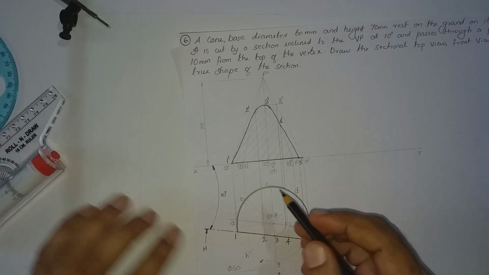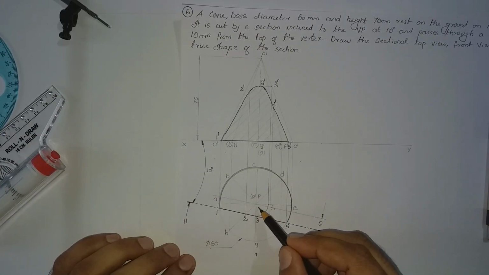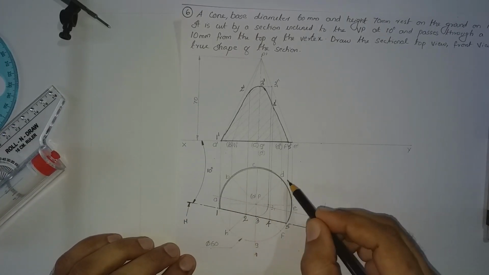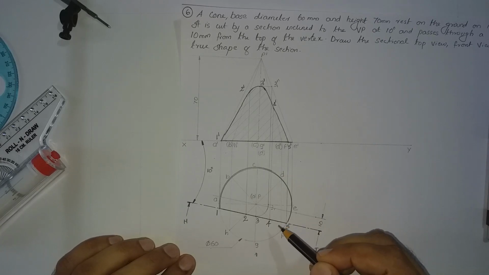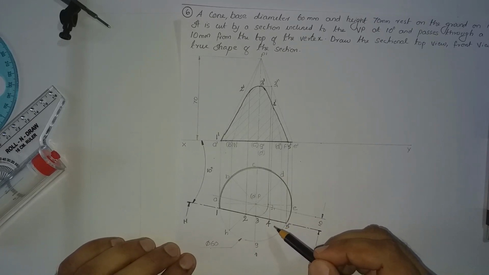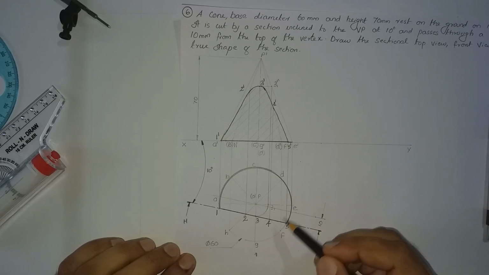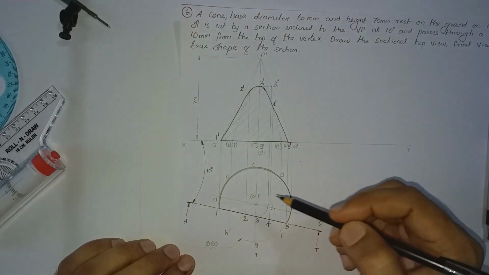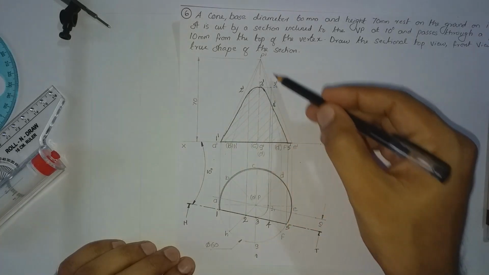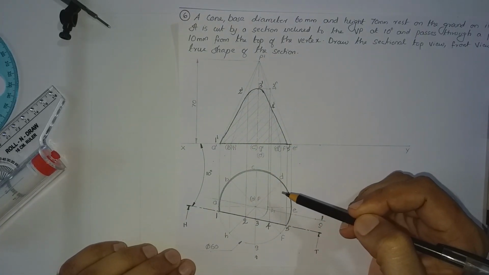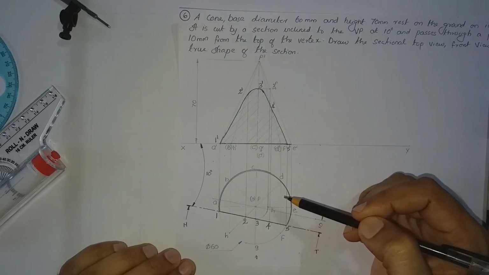Now in the top view, we have got many generators, PA, PB, PD, PC. All these are generators, they are not edges, so we may not draw them as thick lines in the top view. Now let us come to the front view. Here the outline of the front view is a triangle, and this triangle we have to draw as thick lines.